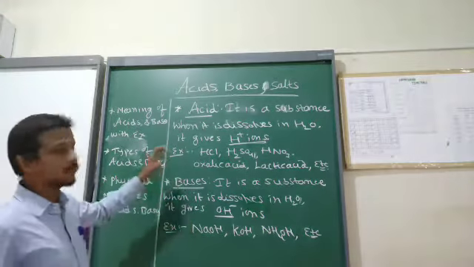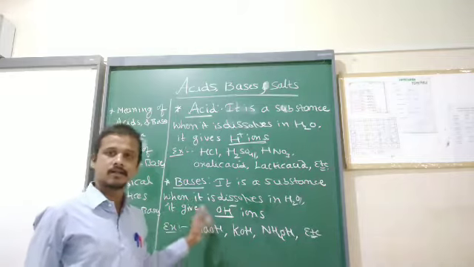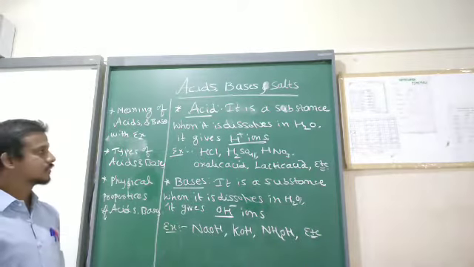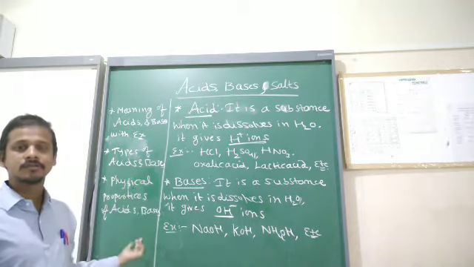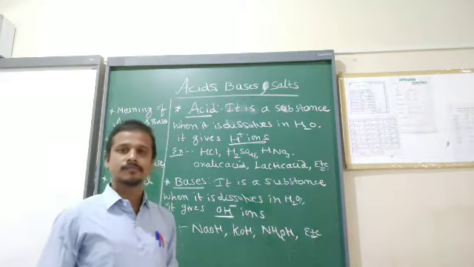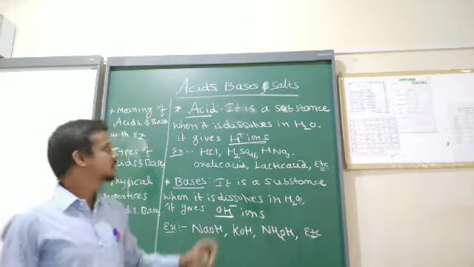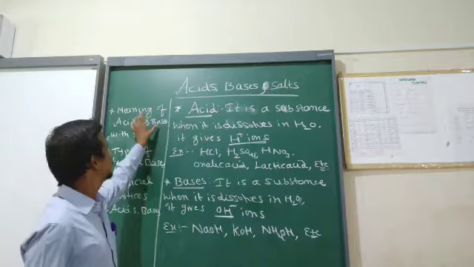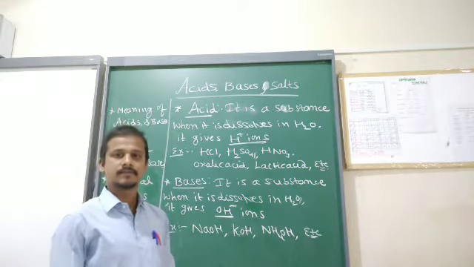So in this lesson, we are going to discuss in more detail the meaning of acids and bases, along with examples. Next, what are the types of acids and bases, and also the physical and chemical properties of acids as well as bases. So in this class, we will study in detail the meaning of acids and bases.